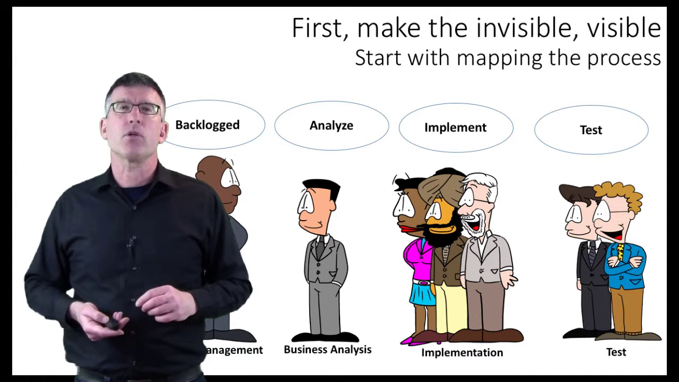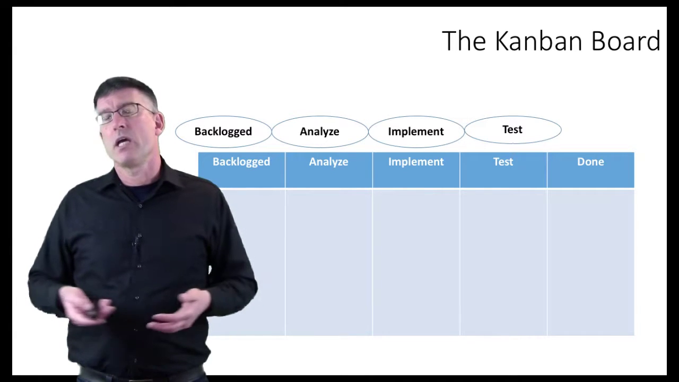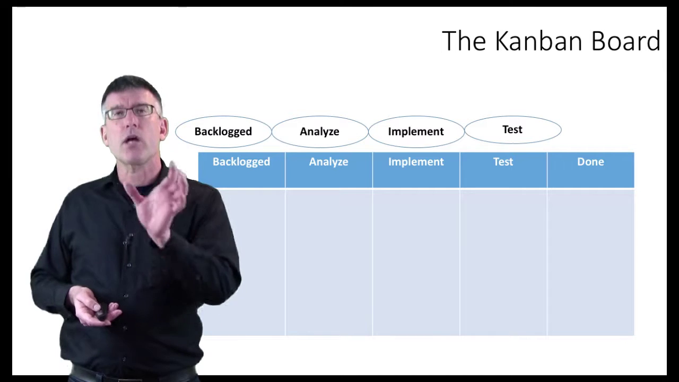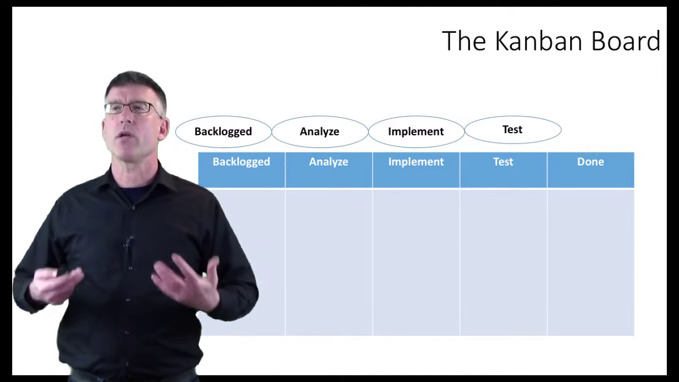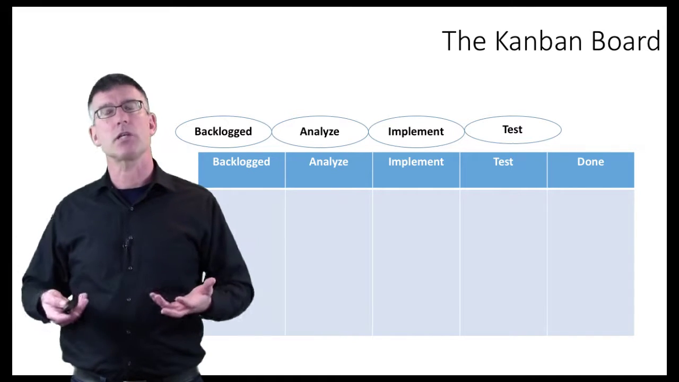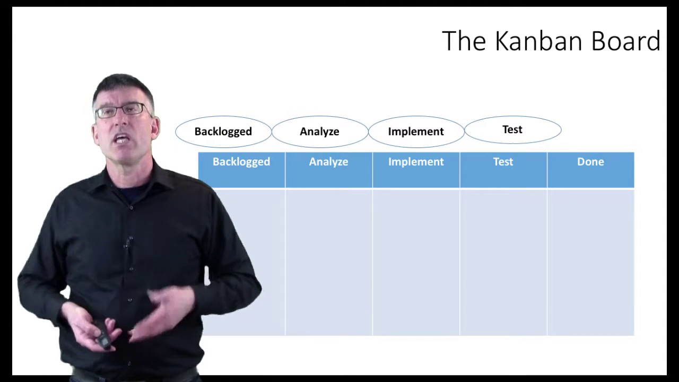Once we've accomplished that, we build a Kanban board. And all a Kanban board is just our process in the form of something that's visible that we can all see. So here's our process: backlogged, analyzed, implement, test. And we create a board to make it visible to everyone.